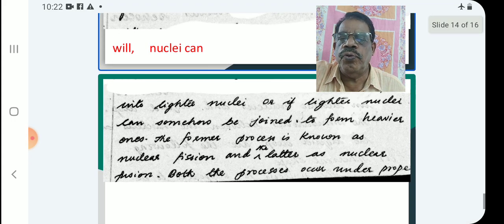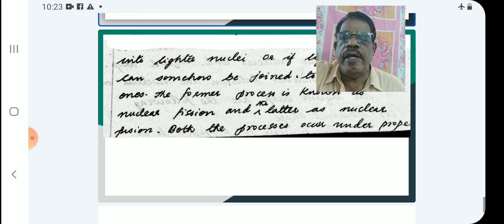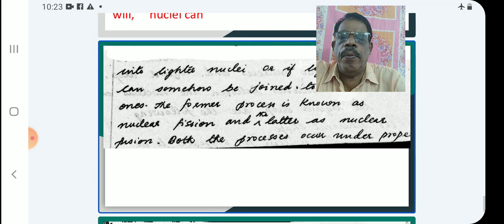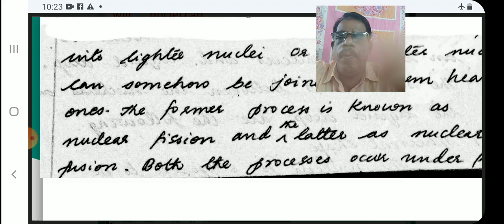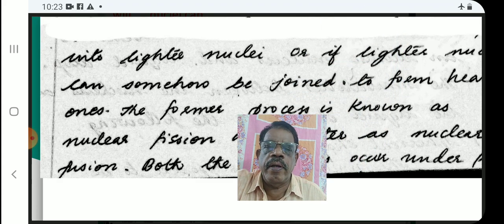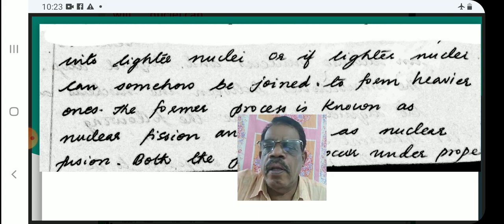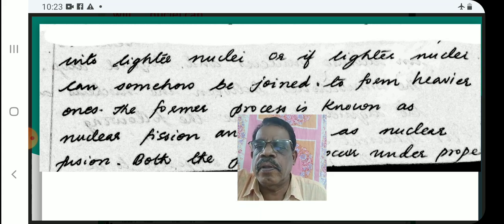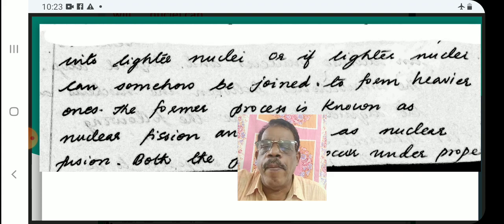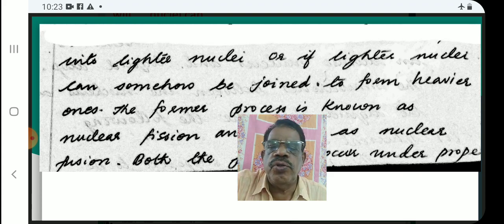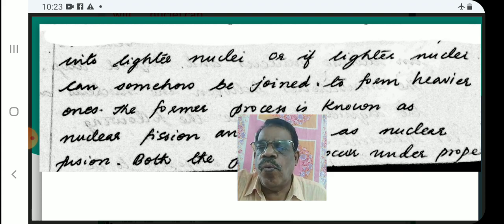Split into lighter nuclei, or if lighter nuclei can somehow be joined to form heavier ones.